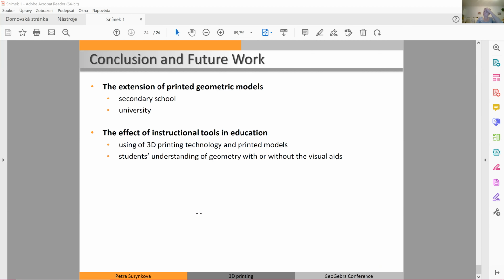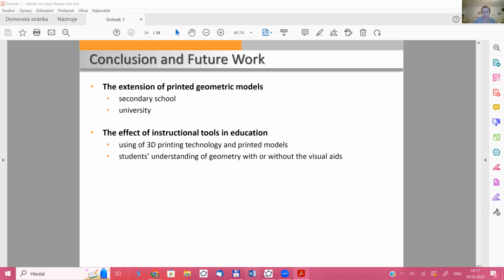What I would like to do in the future, it's clear actually, is extend my gallery of models. I would like my students to join, and they are already joining me and helping me. And I think when they are really using modeling and printing the models, they can really see how it works, they can really enjoy the geometry, and I think they are learning geometry better.